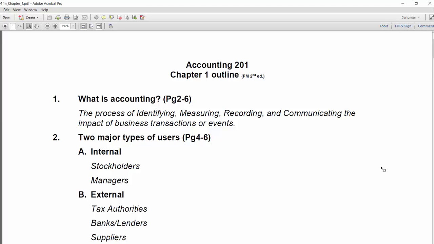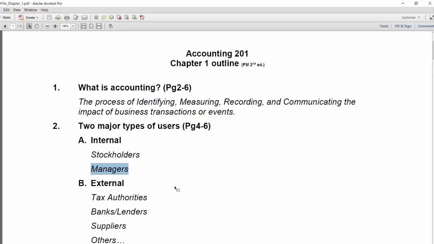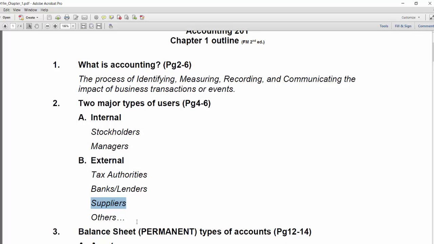There are two major types of users of accounting information: internal users. Those include stockholders, managers, and other interested stakeholders who are permitted access. And external users. Those are users such as taxing authorities, banks, and other lenders, suppliers who grant us credit, and other parties. We use accounts to classify the impact of financial transactions and events on our company.